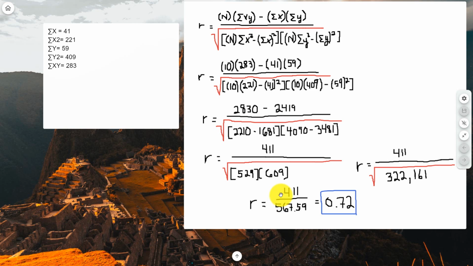411 is, of course, lower than 567.59, and when we divide 411 by 569.59, we're going to get 0.72. I'll go ahead and draw that up here for you real quick. If you can go ahead and imagine what this must look like.